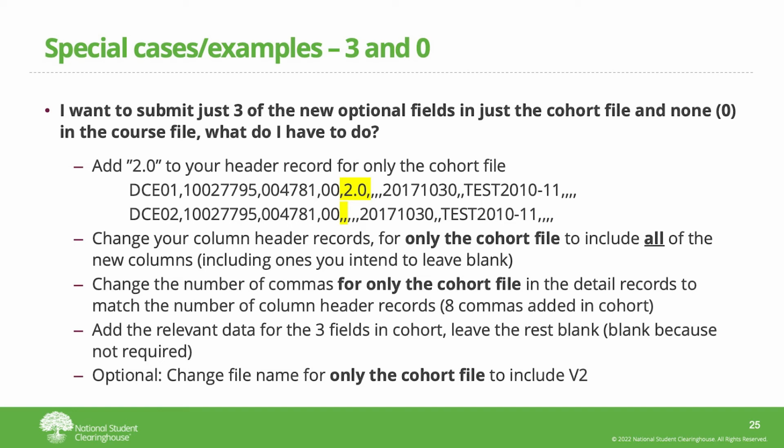So now in this new special case, what I've decided actually is I want to just submit 3 of the new optional fields in just the cohort file and none in the course file. What do I have to do?